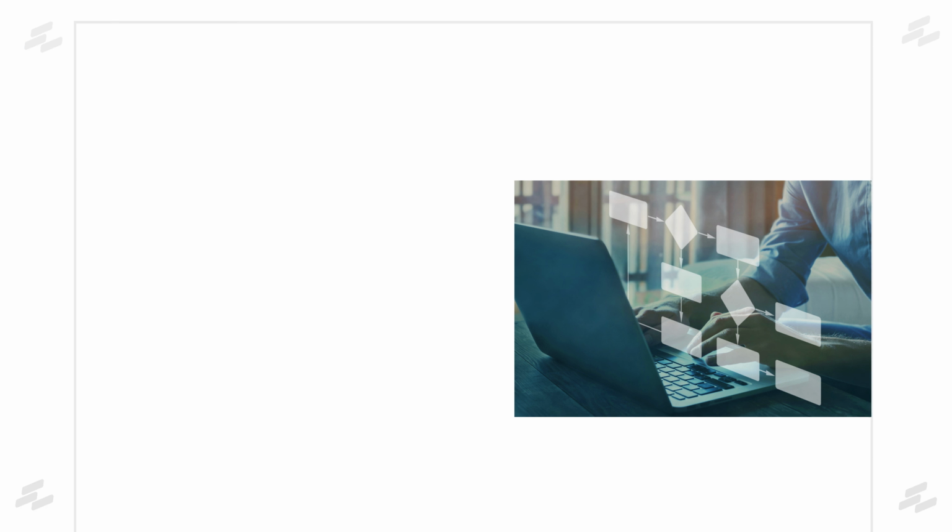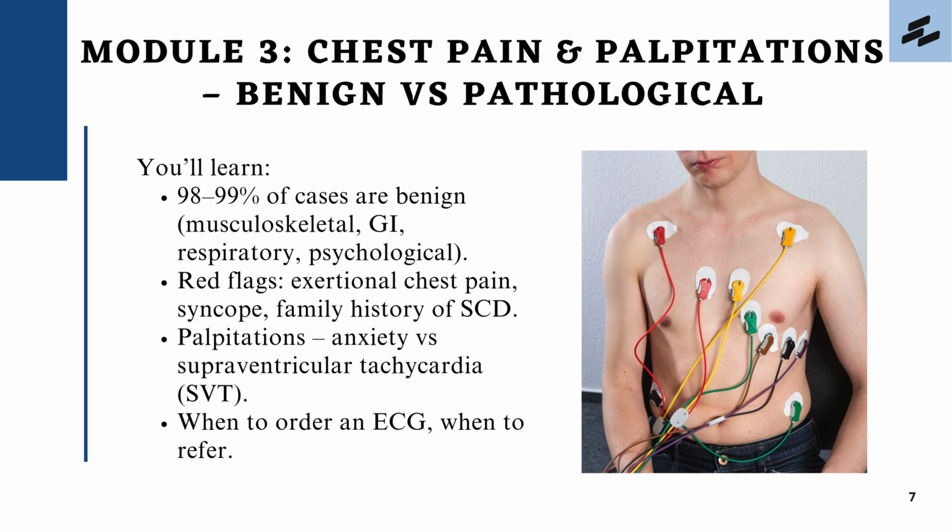Module 3. Chest pain and palpitations in youth, benign versus pathological. Most pediatric chest pain cases, over 98%, are non-cardiac in origin. Causes include musculoskeletal strain, respiratory conditions, reflux, or anxiety. However, there are red flags that should trigger escalation: exertional chest pain, syncope, family history of sudden death, or abnormal ECG findings. We'll also look at how to distinguish benign palpitations from supraventricular tachycardia and when an ECG is essential.